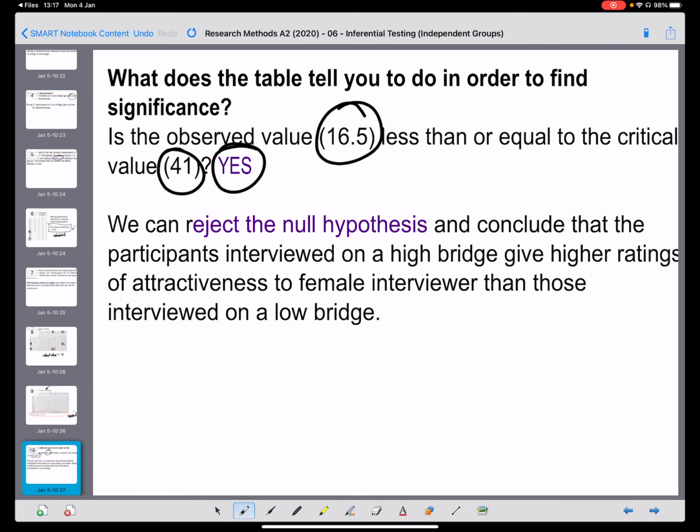Okay, so of course, if it's significant, we have to reject something. So we reject the null hypothesis. And so we can conclude quite literally that if you are interviewed on a high bridge, you will give a higher rating of attractiveness of a female interviewer compared with being interviewed on a low bridge.